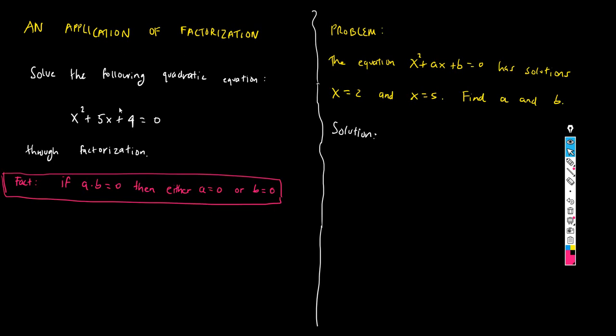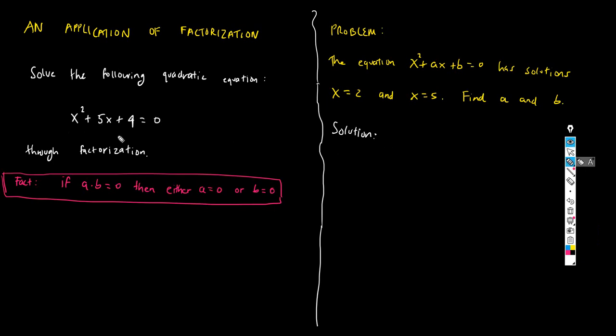The concept of factorization can help us solve this type of equation, a quadratic equation, through the method of factorization. I'm going to teach you this technique first in this side in order so we can solve this problem. The following problem. The equation x squared plus ax plus b equals 0 has solutions x equals 2 and x equals 5. Find a and b. When you understand this, you're going to understand how we can solve this problem. So let's do it.